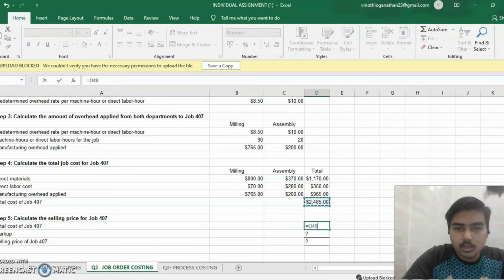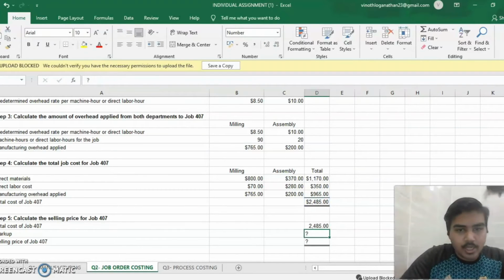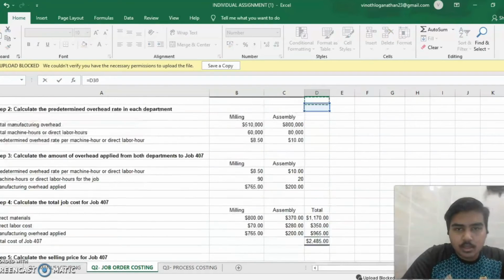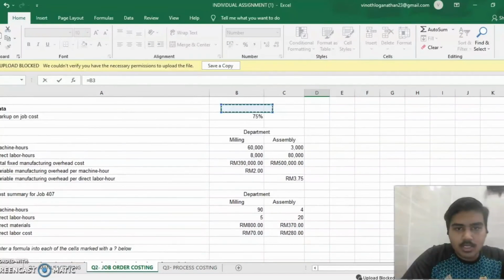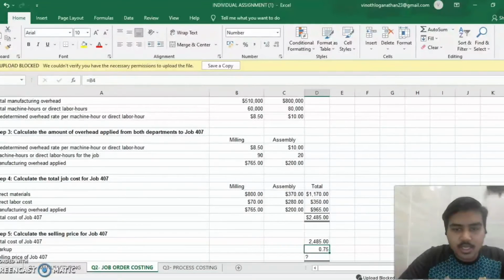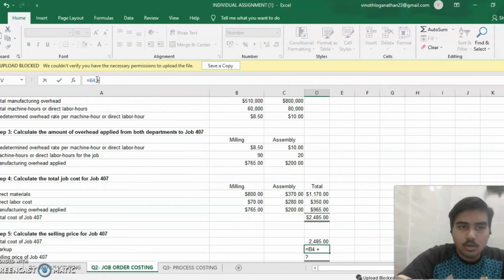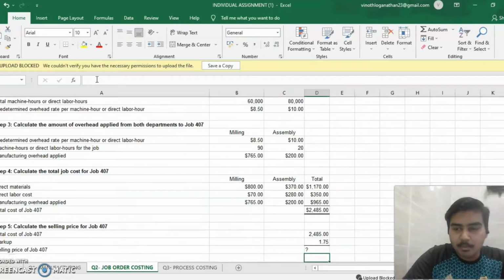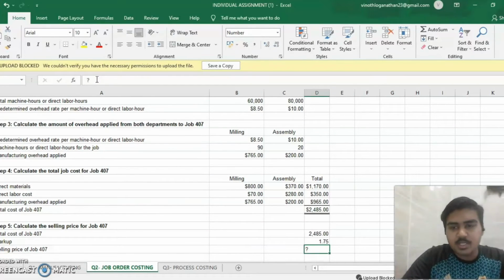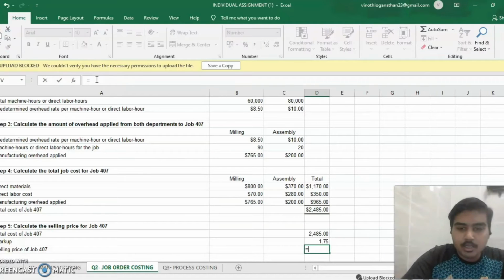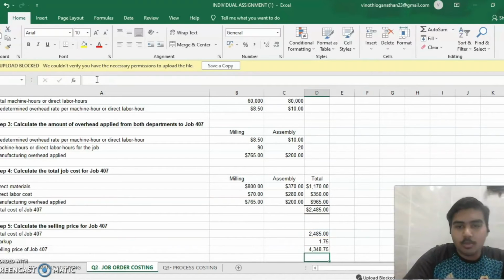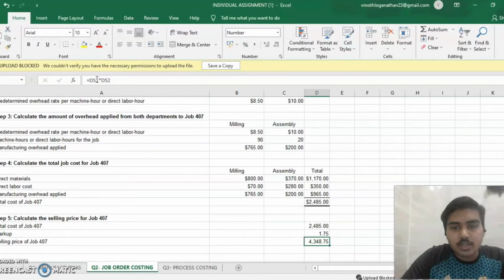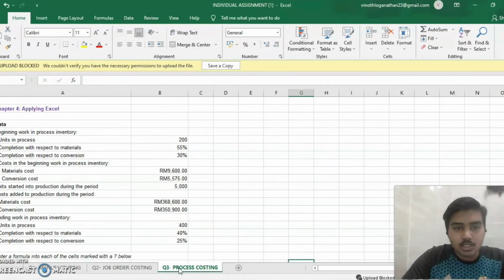So it equals D48, and then our markup is 75%, but here it's written as 0.75. So you should change it to D4 plus 1, because we are marking it up. So it's 100% plus 75%, which makes it 175%. And then this should be the cost times 1.75, which makes it 4,348.75. And then we go for process costing.